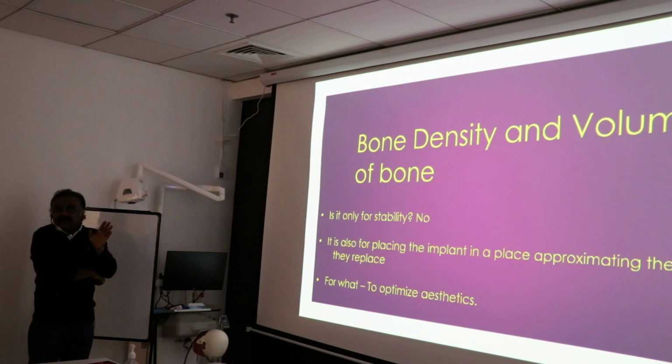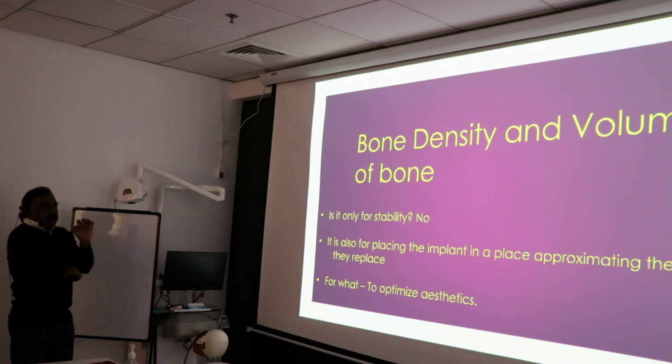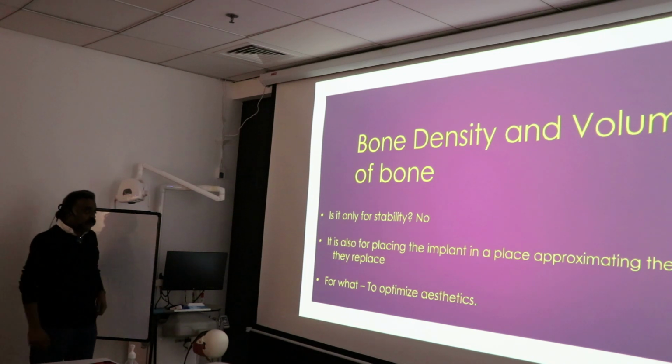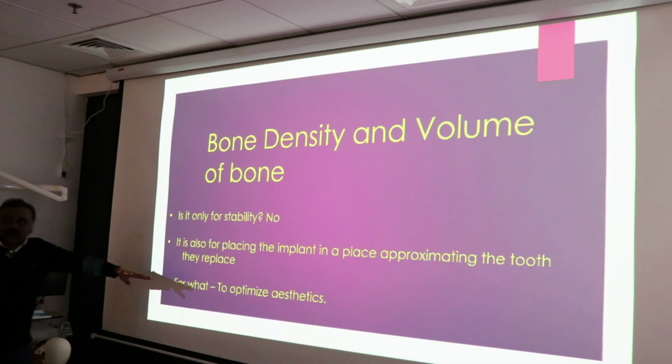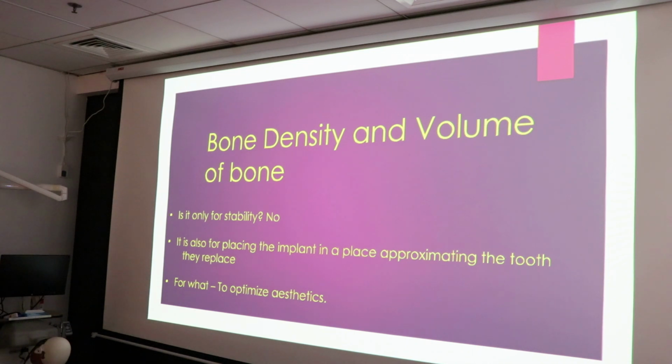Of course, it cannot be ideal. For you to go as natural as possible, you have to have the required amount of bone and the right amount of soft tissue structure there. So that's the basic requirement, which is in terms of bone density and volume of bone. So what is the purpose of that? To have adequate bone for the placement of the implant is to optimize your aesthetics in terms of the final result.